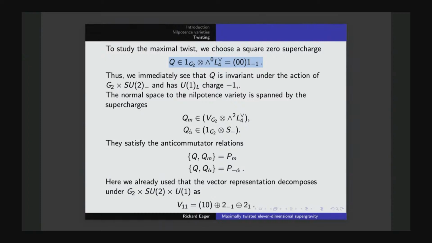And so the first thing we'd want to do is write out the supersymmetry transformations in terms of this decomposition. And kind of beautifully, the normal space to the nilpotence variety is spanned by these supercharges, and they satisfy these anti-commutator relations. But the anti-commutator of Q with the Q alpha is 0, which is related to the fact that we have a holomorphic twist on the 4-dimensional manifold of holonomy SU2.